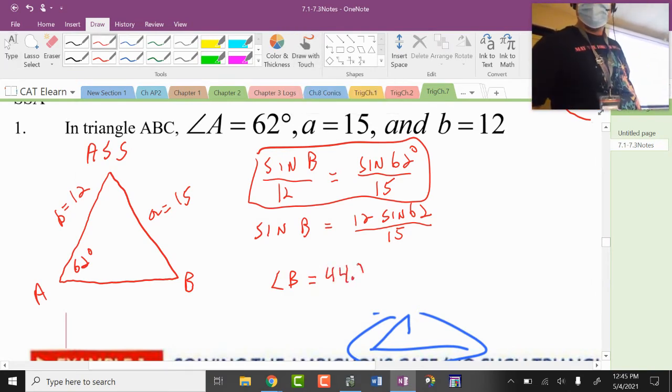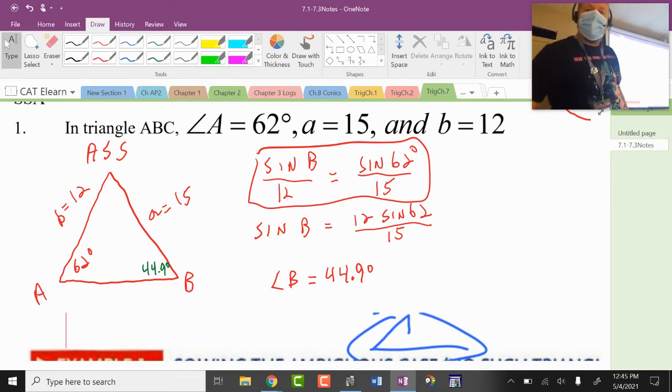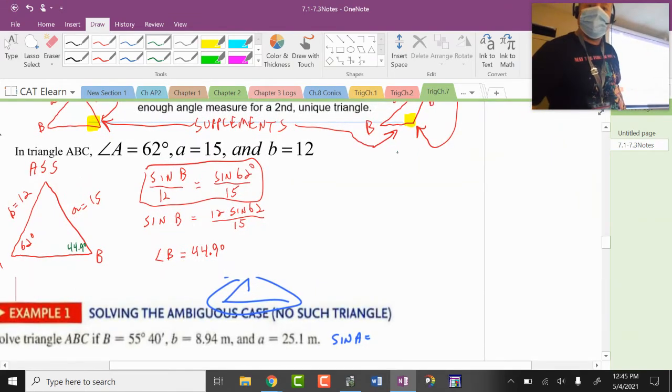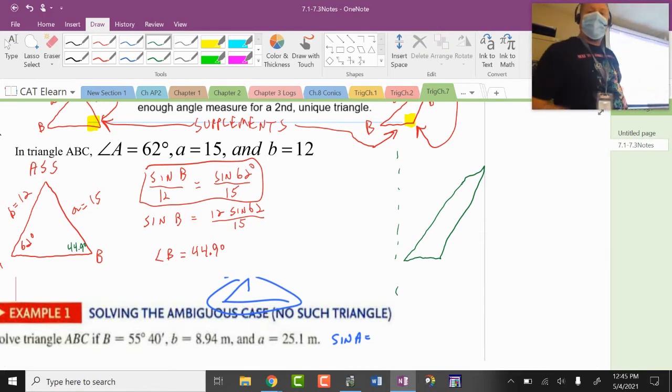So what does this mean? It means I have this first triangle. It exists. And I need to continue and solve for everything else. I have to solve for angle C and side C. But wait, I want to see, is there a second triangle? So I draw a line in the sand, and then I draw an obtuse version of this triangle. Believe me, this is going to be easier in the long run than other possibilities that you might have to do.